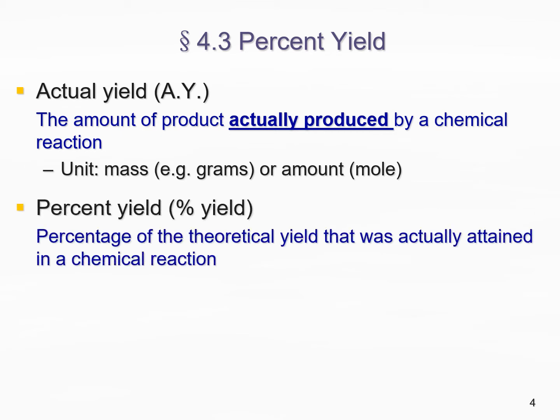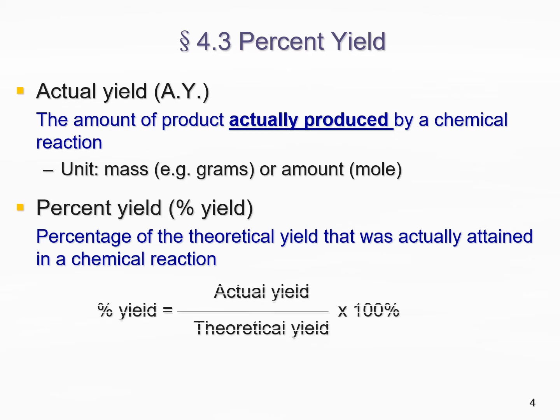The more important concept of yield is percent yield. Percent yield is the percentage of the theoretical yield that was actually obtained in a chemical reaction. It has the formula: actual yield divided by theoretical yield times 100%. Since both actual yield and the theoretical yield have the same unit, they cancel, so percent yield doesn't carry any unit. One thing I like to point out, percent yield is more important than actual yield and theoretical yield by themselves. That is because we can use percent yield to judge how good the reaction is being designed or how good the reaction can be carried out by experiment.